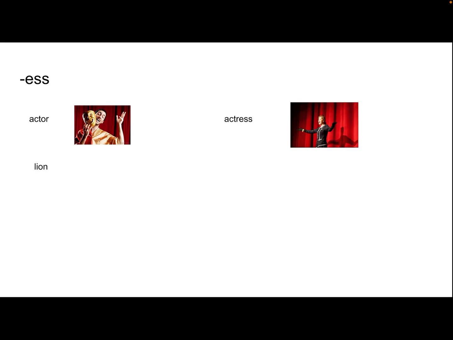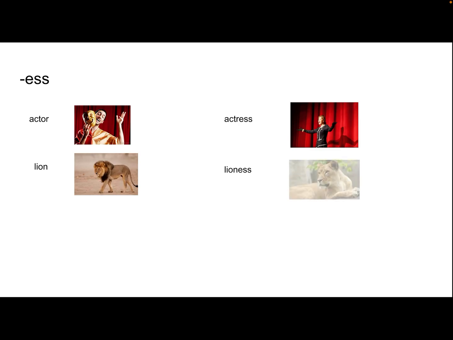So I have lion. When I'm thinking of a lion in my head, I may think of a lion with a mane. But if I say lioness, this is the picture in my head. A lion without a mane, a female lion.